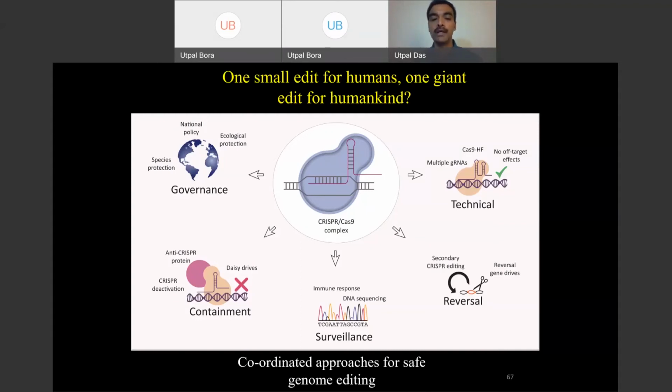Then there should be surveillance. And of course, how to control the containment. And of course, at the end of the day, governance. And it is not laboratory-based, institute-based or country-based. It should be an international governance on how to use these powerful technologies that could actually change the entire human civilization. And trust me, it is going to happen if there are no clear and strict rules.